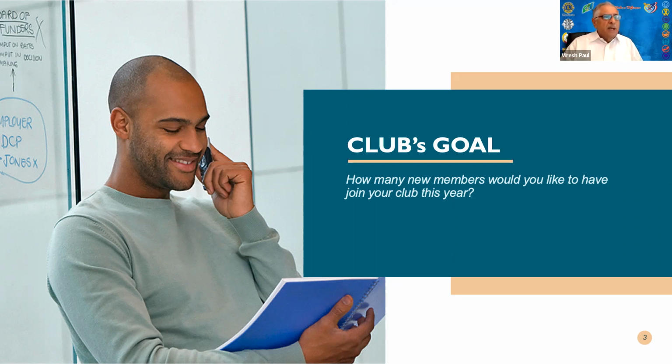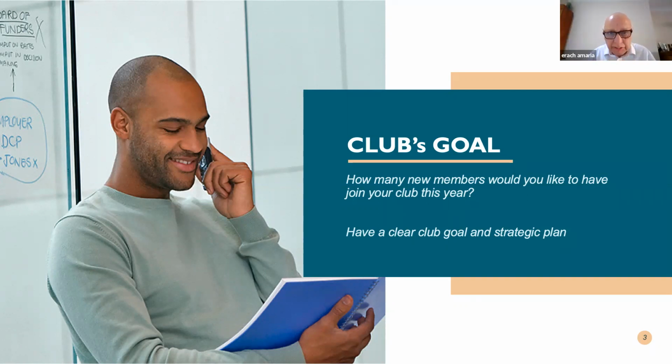So the point I'm trying to make, if I get rid of the screen, is that we need to have in each club a clear goal and a strategic plan. And hopefully you will take that back to your club and encourage them to stick to the plan to grow by at least 1, 2, or 3 members. So how are you going to do that?